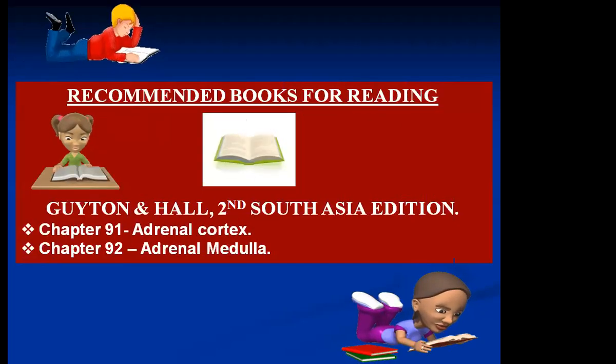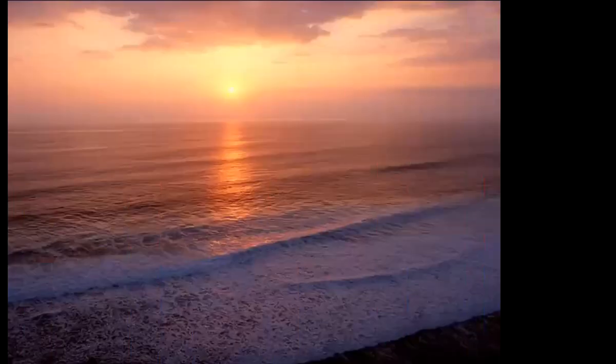Mainly from Guyton and Hall, there is chapter 91 on adrenal cortex as well as chapter 92 on adrenal medulla. So these two chapters you must read. Also for adrenal cortical function tests, you have to go to Jain and read about the adrenal cortical function tests.